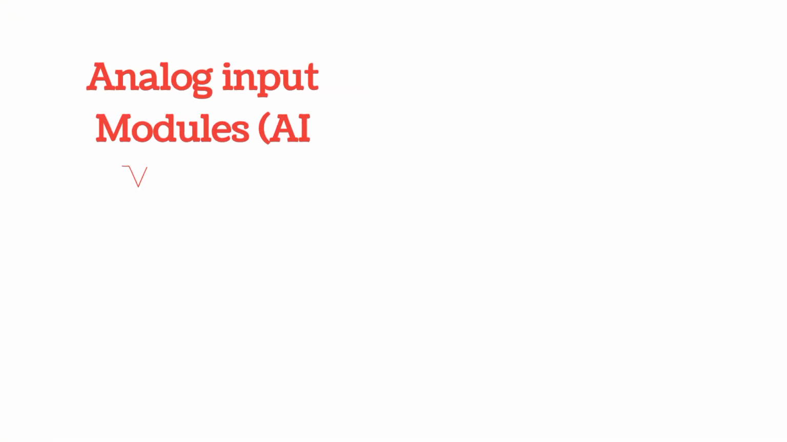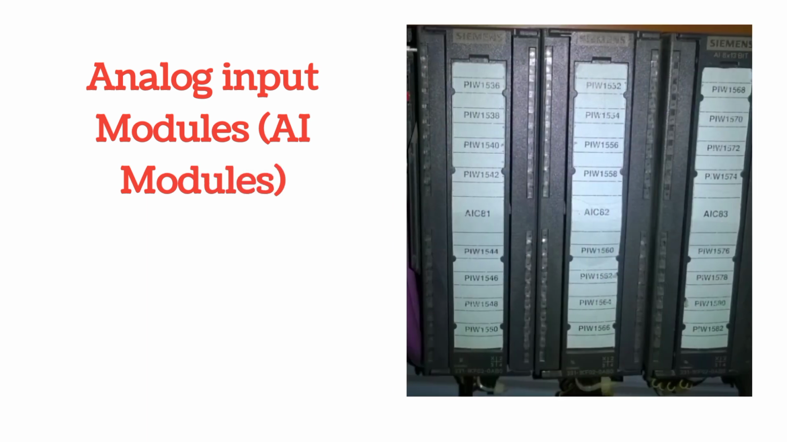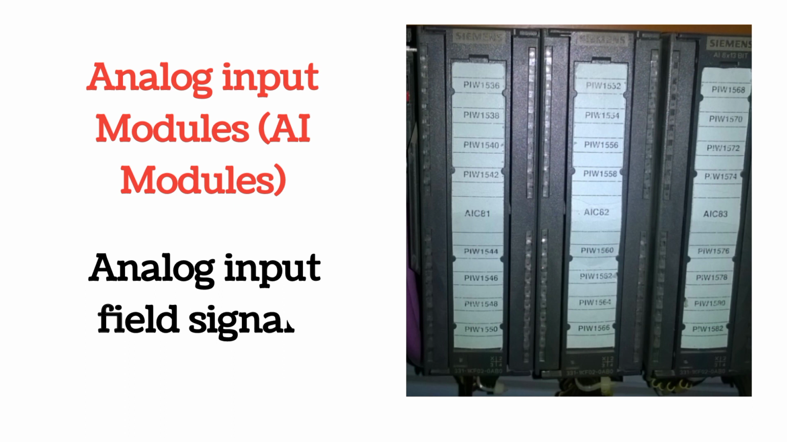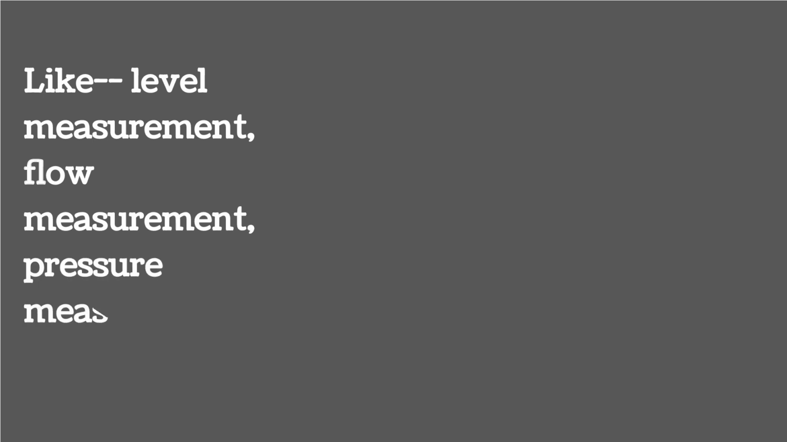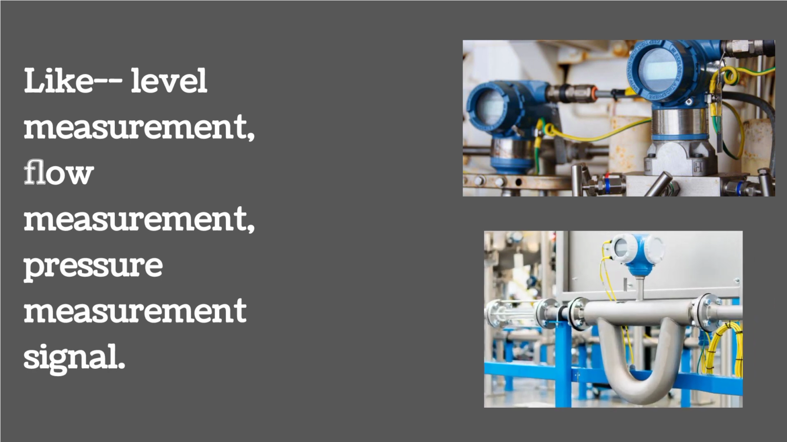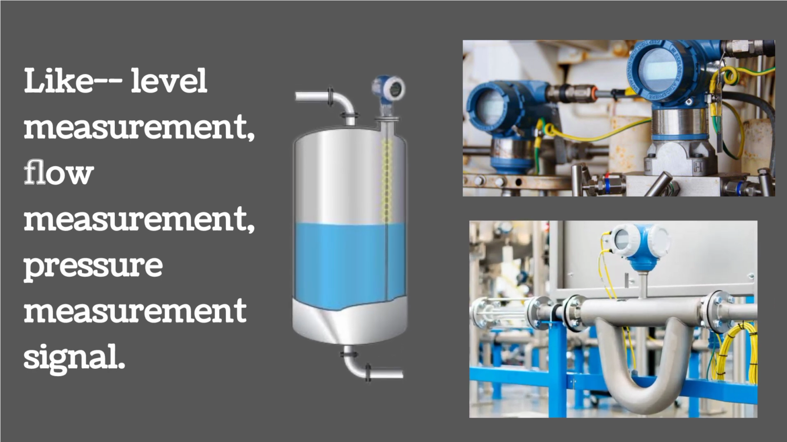The first one is analog input modules, also known as AI modules. In analog input modules, analog input field signals are connected. Analog input module is shown in the image. The examples of analog input modules are level measurement, flow measurement, temperature measurement, pressure measurement signals. These type of measurement signals are connected in analog modules.